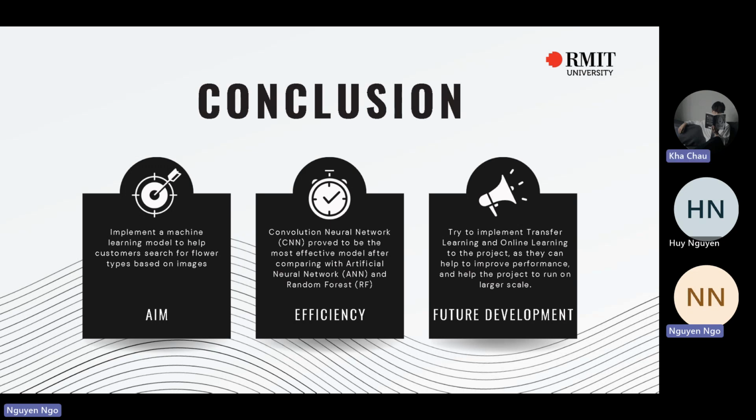Comparing the efficiency of the three models, we found that the convolutional neural network, CNN, proved to be the most effective model for this task, superior to both the artificial neural network, ANN, and random forest, RF. And for future development, we will try to implement more algorithms in the project to help it run on larger scales and to improve the performance of the project.